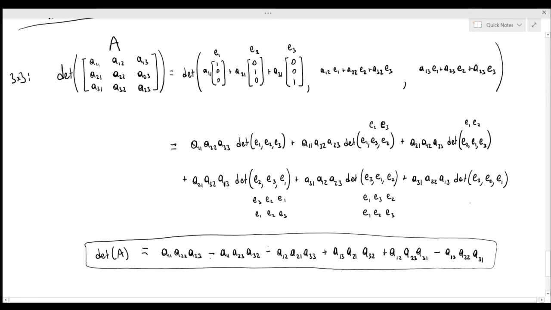And then lastly for this one, if I swap the first and the third one, so swapping once gives me an identity, its determinant should be -1. So then I have negative A13, A22, and A31. Okay, so that gives me, I guess, the big formula specifically for a 3x3 matrix A.